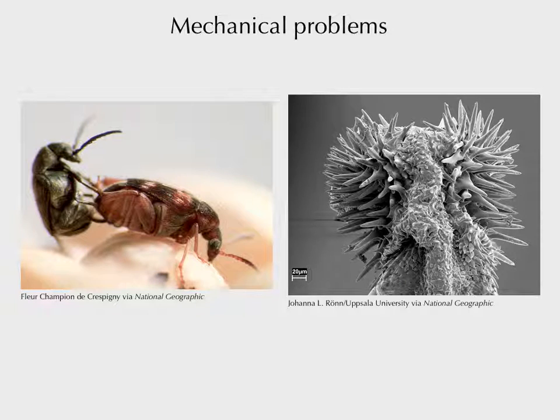Mechanical problems. Okay. So here is a male beetle mating with a female. You see these big legs she has? It looks like she can jump, but they're actually not for jumping, but for throwing the males off. And here's his inverted penis and these spikes that scar the female.